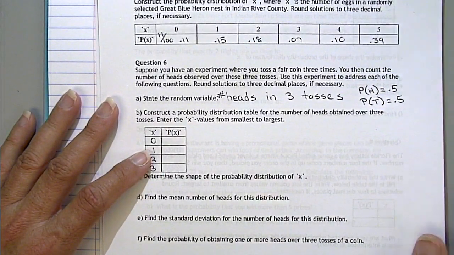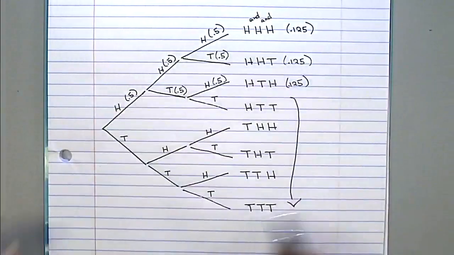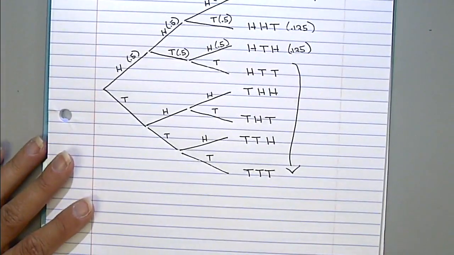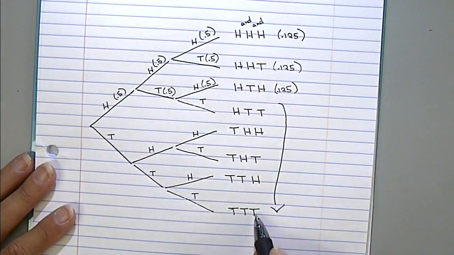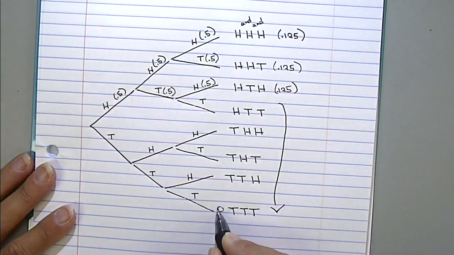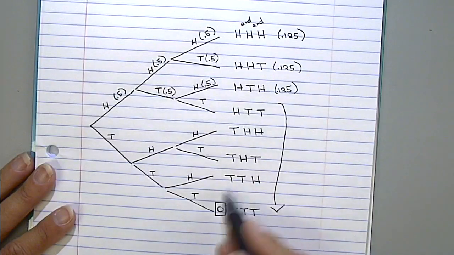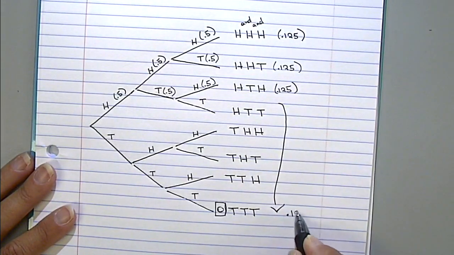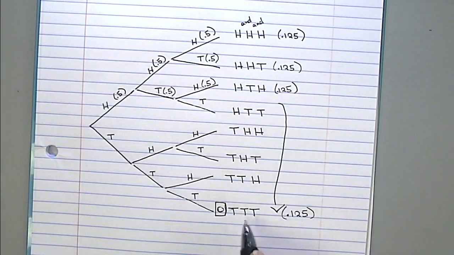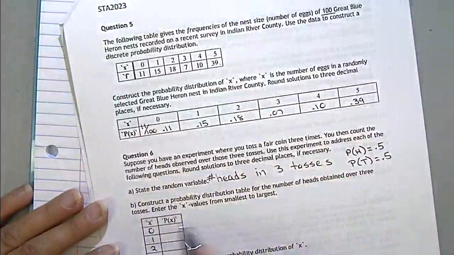The probability of 0. Can you find a scenario up here that represents no heads? Yeah, tails. This one. This, I would say, is 0 heads. I'm just going to put it in a little block. That meets the 0. Does anything else have 0 heads? Okay. Probability of 0 heads, then, is 0.125 because it only includes that one, doesn't it?